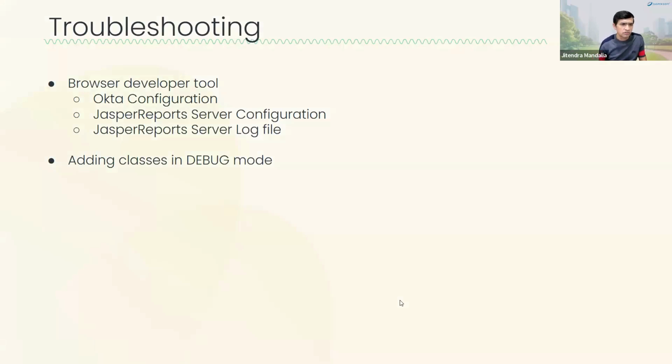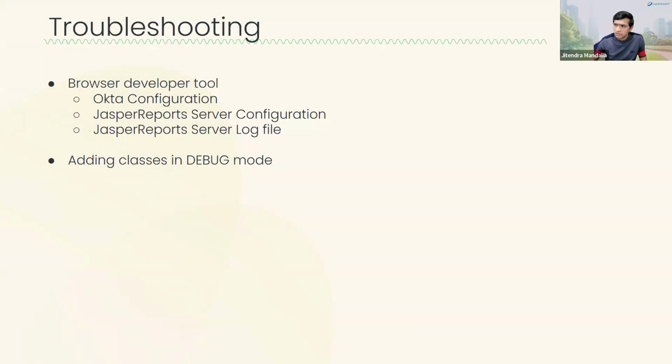So let's talk about troubleshooting. Now we understood that we have to configure multiple things. We have to get through many configurations on the authorization server side, and we have to configure many things on the Jasper report server side. Now, what happens if some kind of mistake is there or something is missing in configuration? How to identify those things? So I will explain how you can troubleshoot this kind of issue.